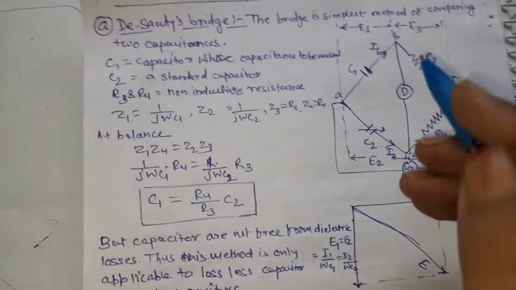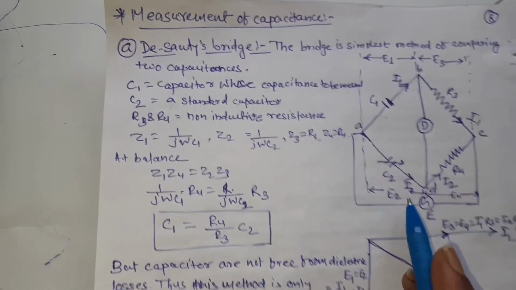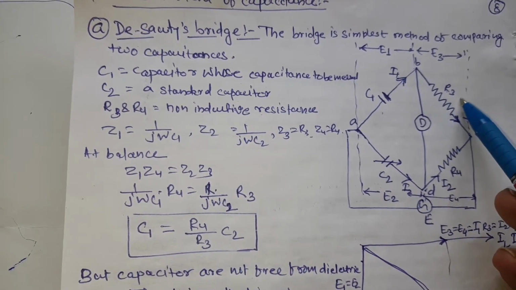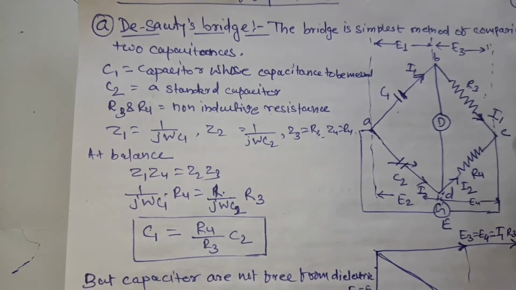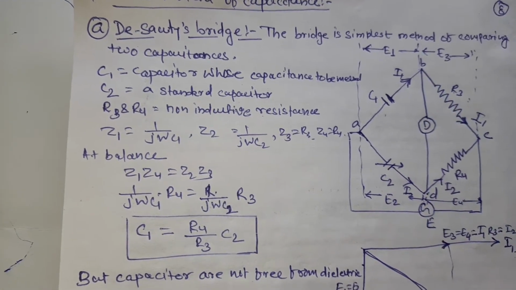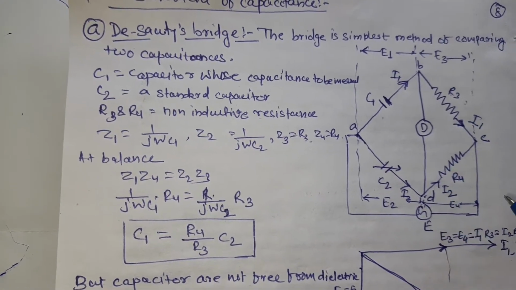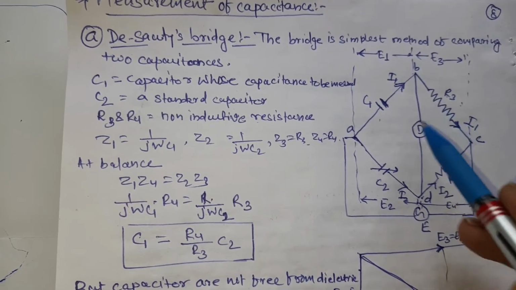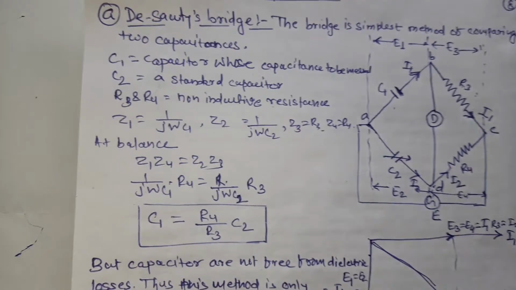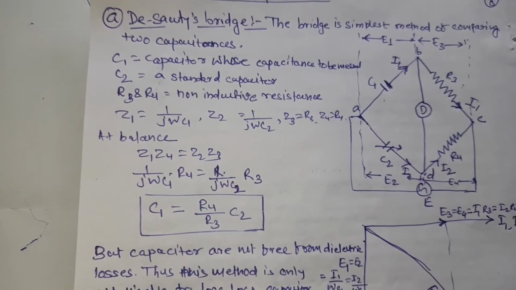Suppose C1 is the unknown capacitance that you have to measure, and there is a variable capacitance C2, and R3 is the standard resistance, and R4 is the standard resistance, and there is one galvanometer connected between point B and point D. When the bridge is balanced, then there is no current across this galvanometer, which is also called a detector.